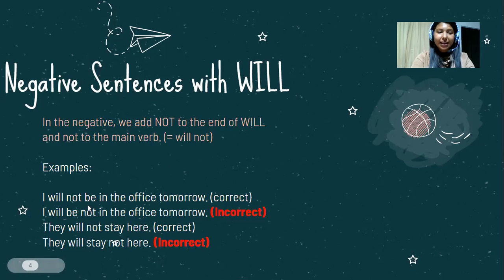You can see that not is placed after be, the main verb be, not after will. That should be the correct form. Okay, then we have they will not stay here, and the incorrect form, they will stay not here. It sounds weird, but it's the incorrect form. They will stay not here. So remember, the word not in the negative form will be at the end of will.